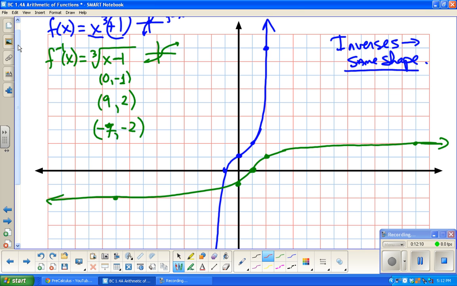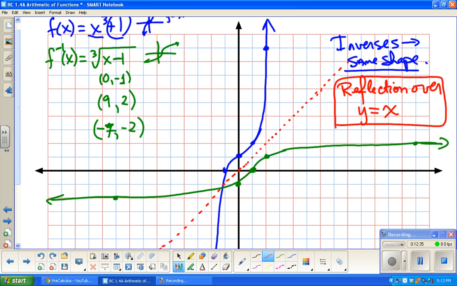Now, I can't really sit here and wait for you to answer that question, but here's a big hint. They are reflection images over a very specific line called y equals x. Now, that line is not all that mysterious. It's just y equals 1x plus 0. It is the line that has all of the x values and the y values the same.